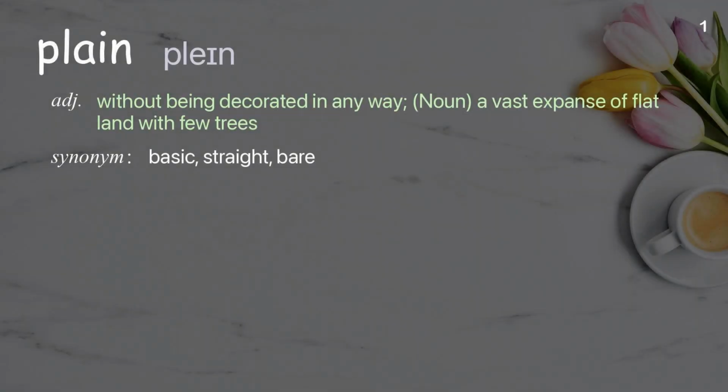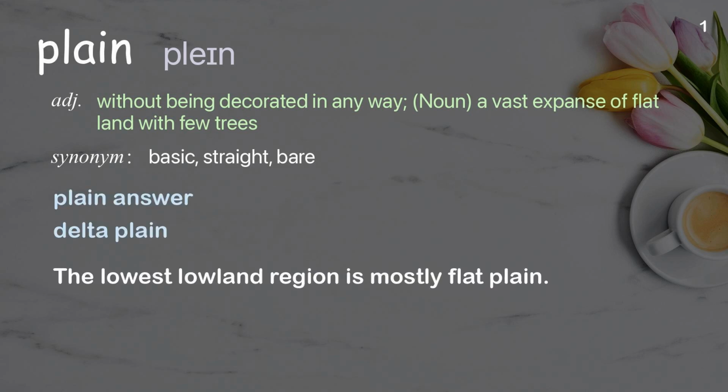Plain. Without being decorated in any way. Noun: a vast expanse of flat land with few trees. Examples: plain answer, delta plain. The lowest lowland region is mostly flat plain.